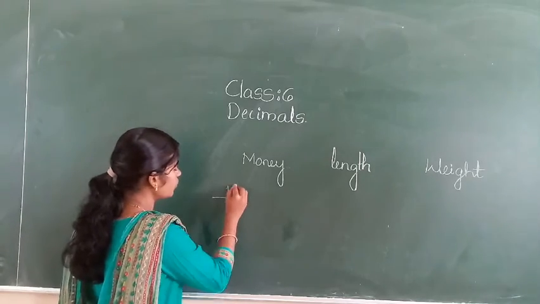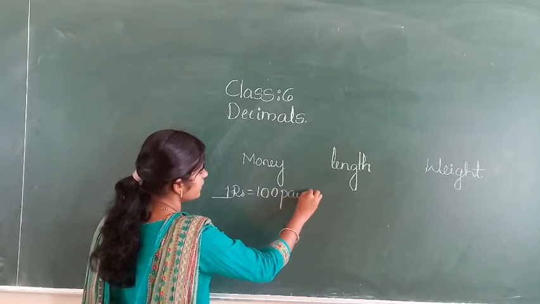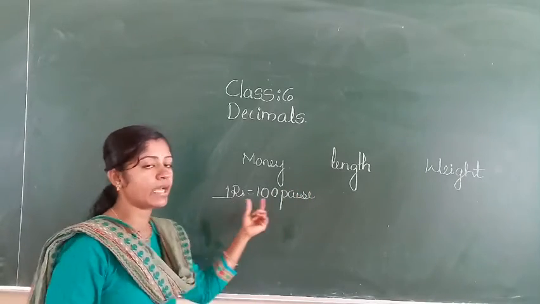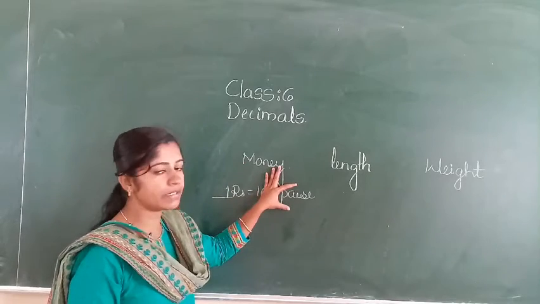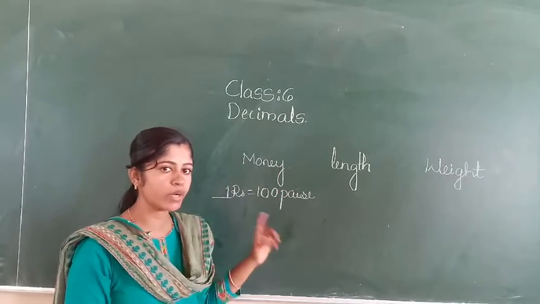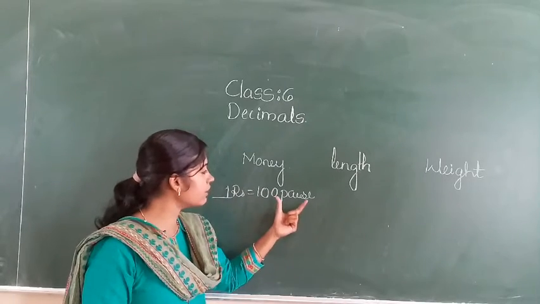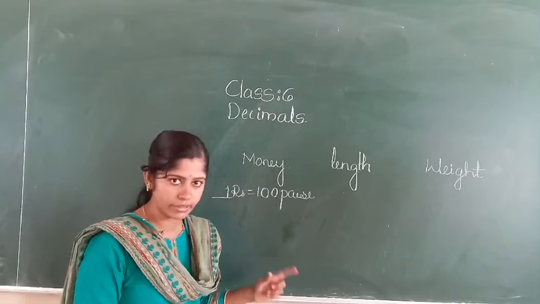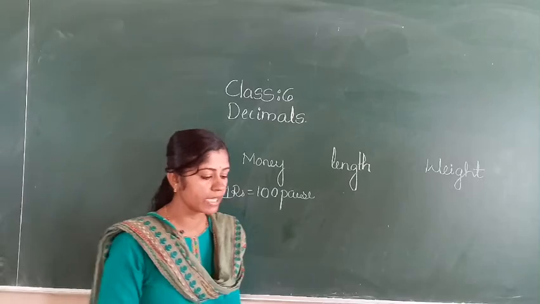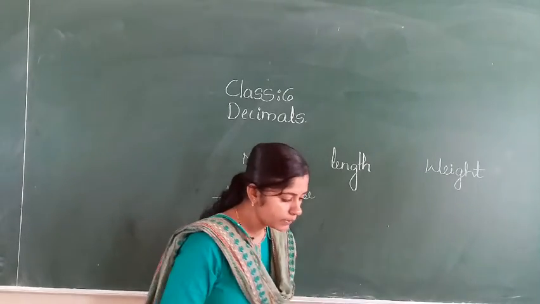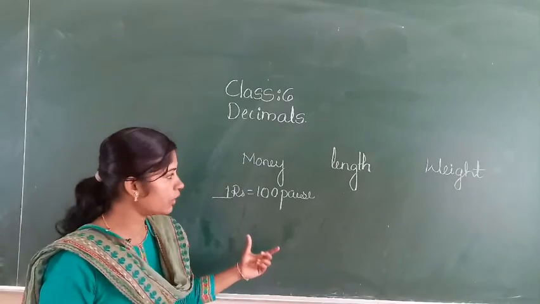1 rupee is equal to 100 paise, and you must and should know which one is the bigger unit and which one is the smaller unit. Here rupees is a bigger unit and paise is a smaller unit. Let me clear one thing: when you are converting rupees to paise you have to multiply. When you are converting paise to rupees you have to divide. You must and should clear this, because if you know this then only you are going to solve Exercise 6.3 from page number 84.